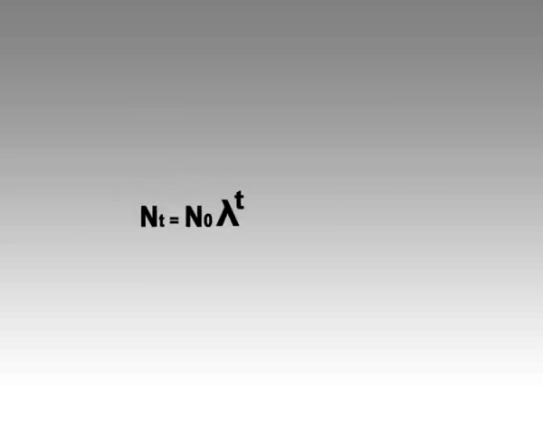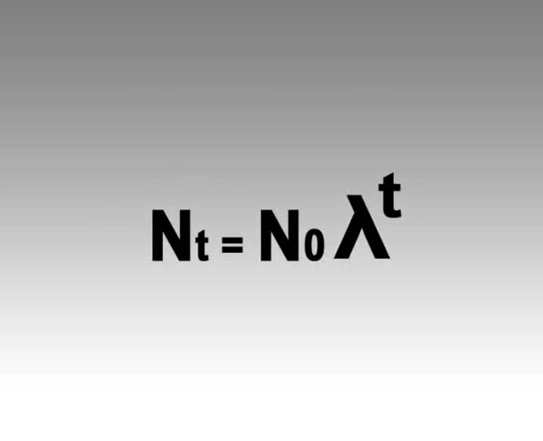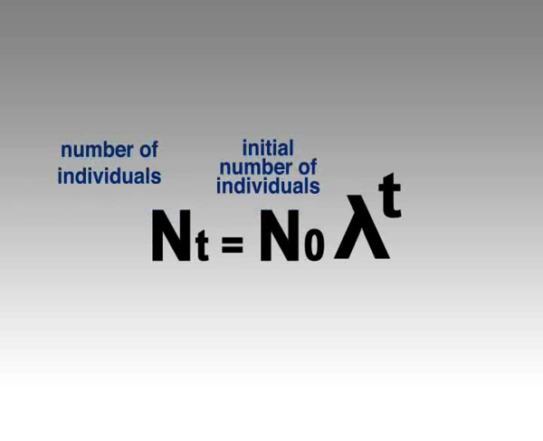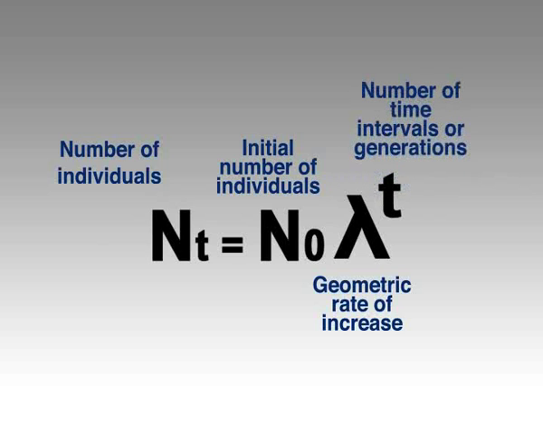In general, the size of a population growing geometrically at any time, which is denoted by t, can be modeled as Nt = N0 λ^t. In this model, Nt is the number of individuals at time t, N0 is the initial number of individuals, λ is the geometric rate of increase, and t is the number of time intervals or generations.